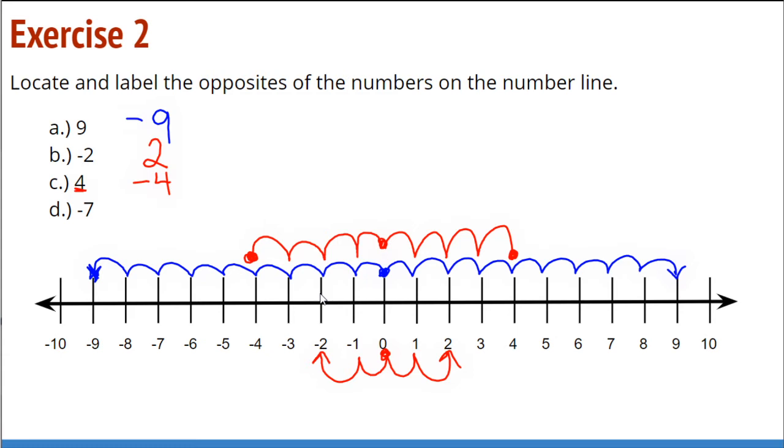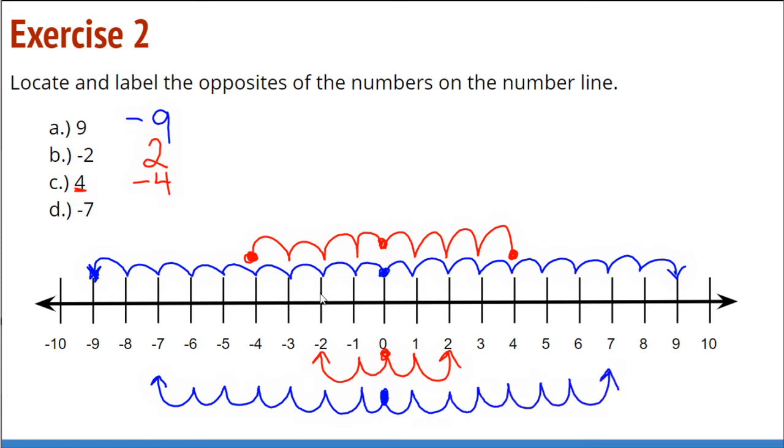The last one is negative 7. I will start at 0. I'm going to go 7 in the negative direction. 1, 2, 3, 4, 5, 6, 7. And I end at negative 7. I will start at 0, and I will go 7 in the positive direction. 1, 2, 3, 4, 5, 6, 7. And they are opposite numbers because 0 is in between them. They're on opposite sides of 0, and they are the same distance from 0. They're each 7 units from 0.